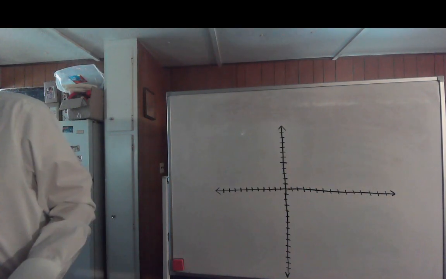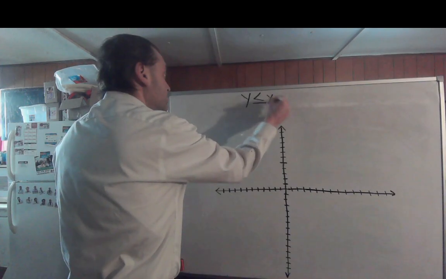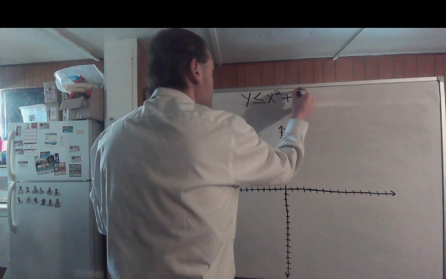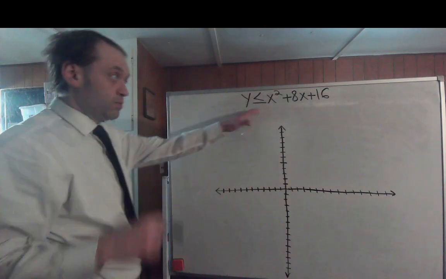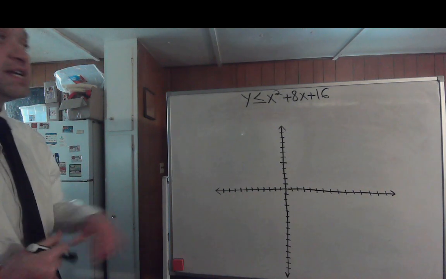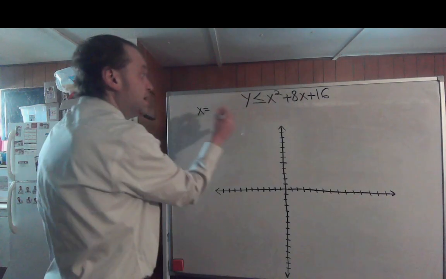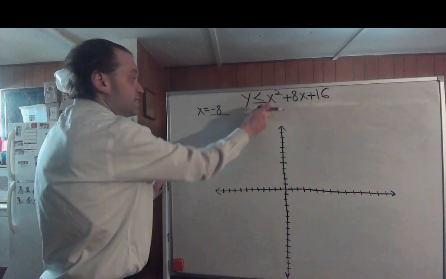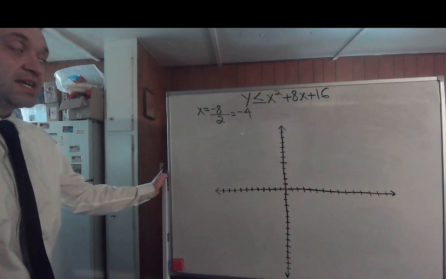Alright, what do we have next? y is less than or equal to x squared plus 8x plus 16. So let's start by finding the x coordinate of the vertex. x is always equal to negative b over 2a, so that'd be negative 8 over 2 times a, that'd just be 2, which would be negative 4. So the x coordinate of the vertex is at negative 4.